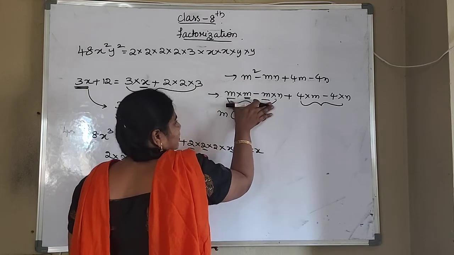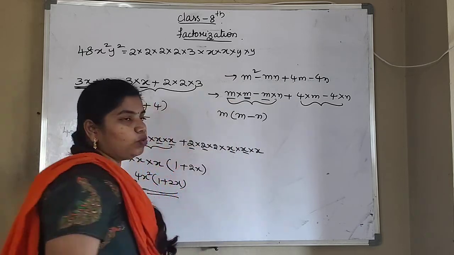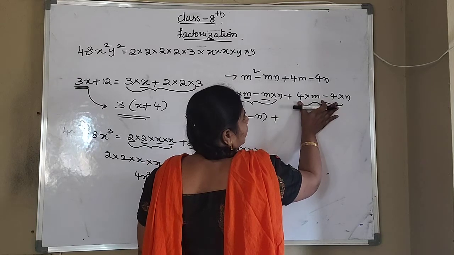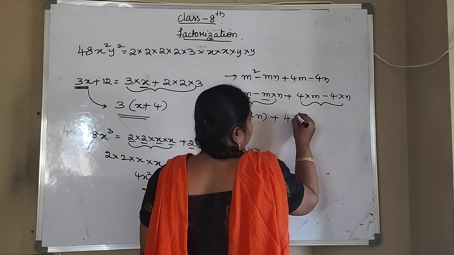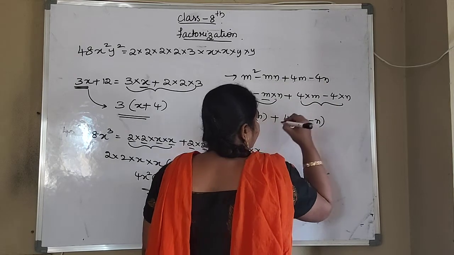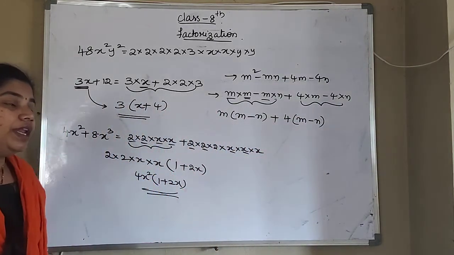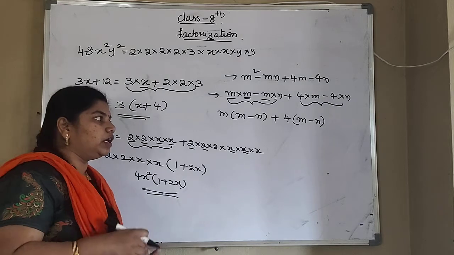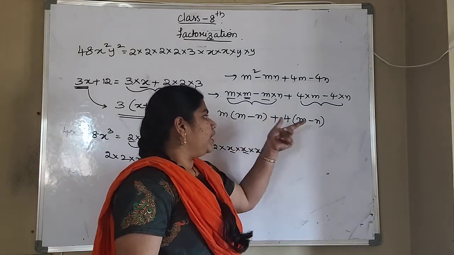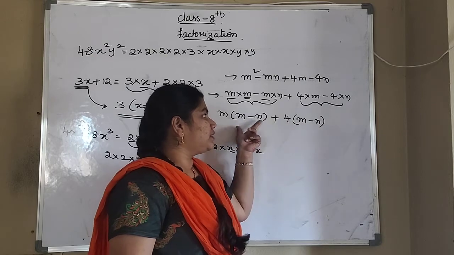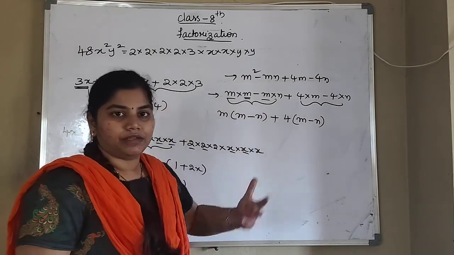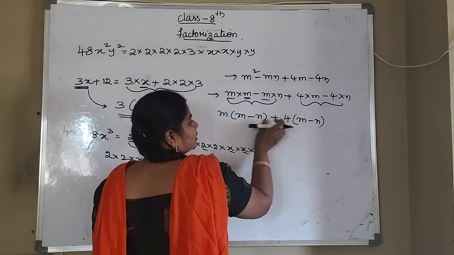So what is the factorization of this? That is m into m minus n. Plus, in these two, what is the common number? That is 4 is the common number. The remaining terms you write in the bracket. That is m minus n. Okay, so whenever there are four different terms, always these two factors will be the same. Whenever you get these two factors as the same, then you can say by seeing that the sum you did is correct.